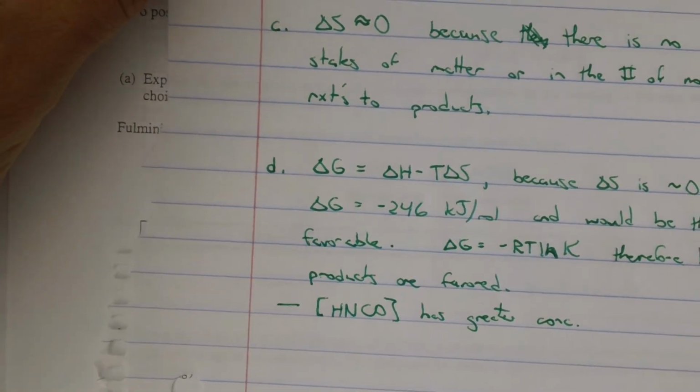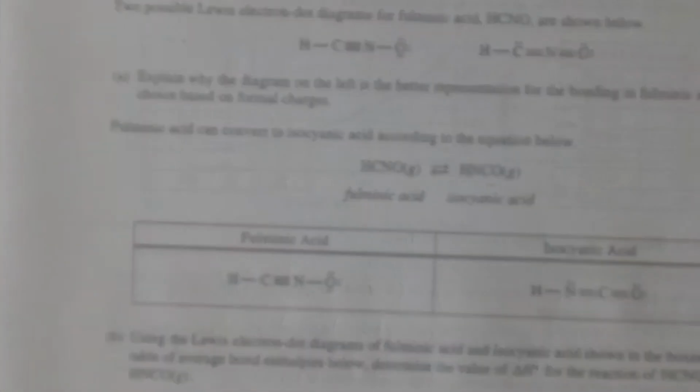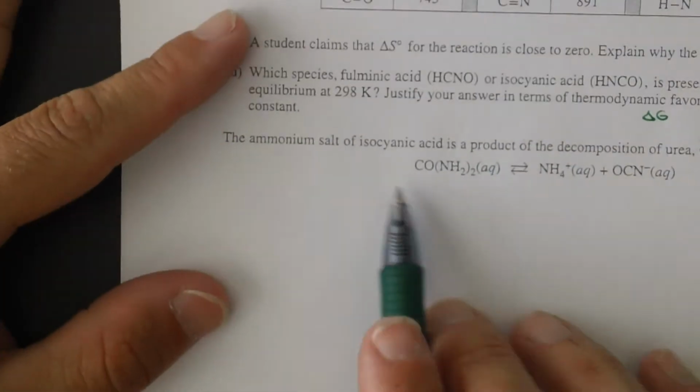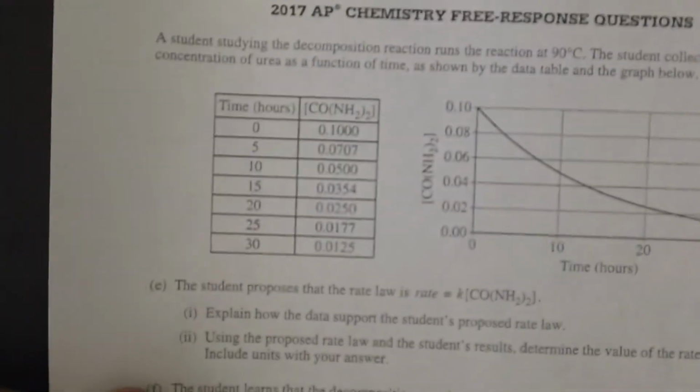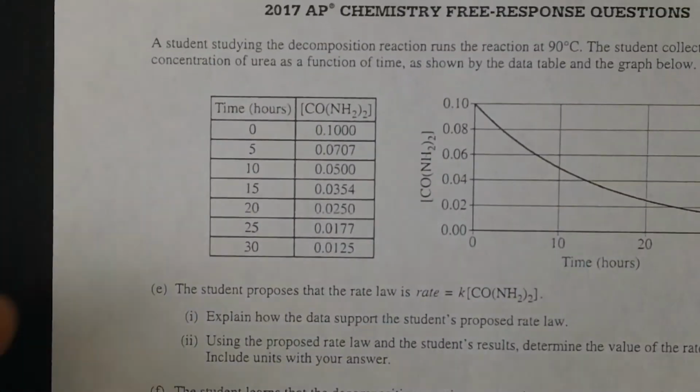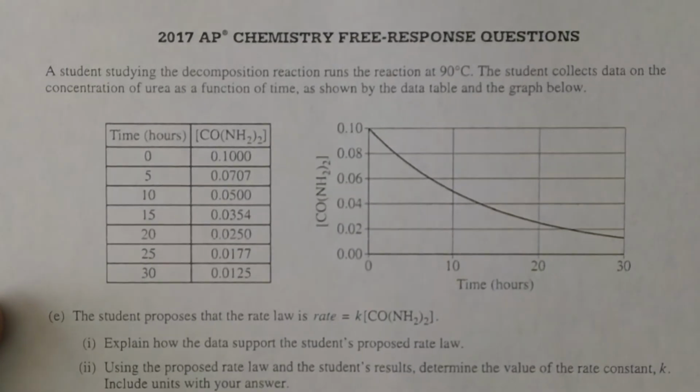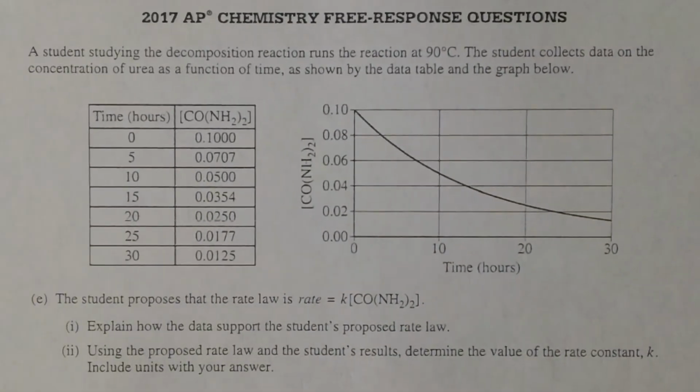That's part D. Then they have this weird split in the pages where you've got this new equation. Ammonium salt of isocyanic acid, a product of the decomposition of this, gives us an equation, and then it goes on to ask the next question. The next question, you don't really need that equation at all.